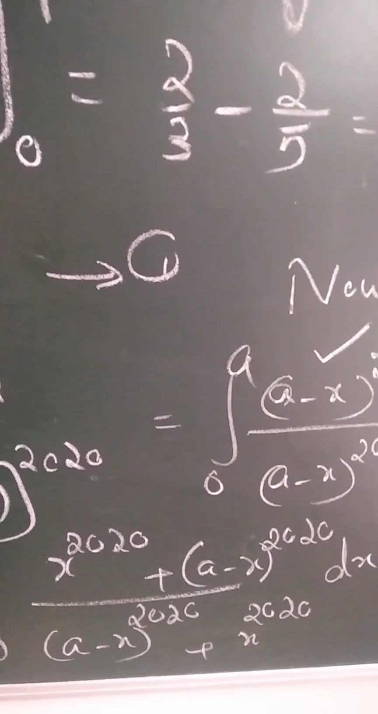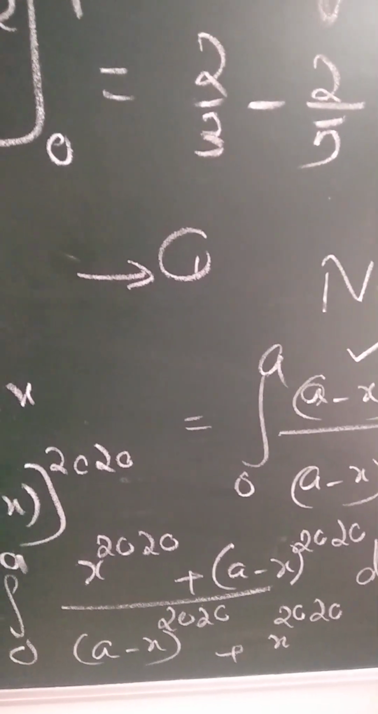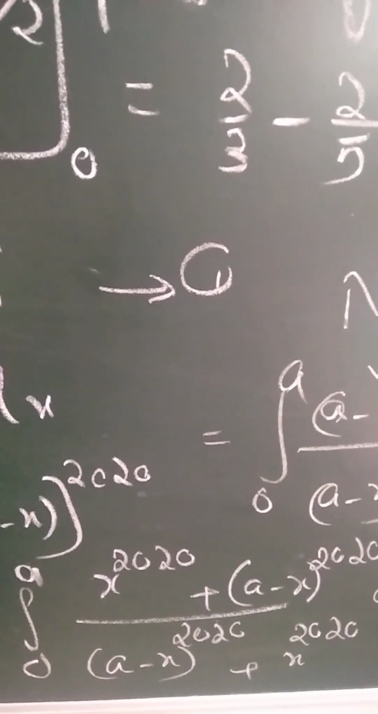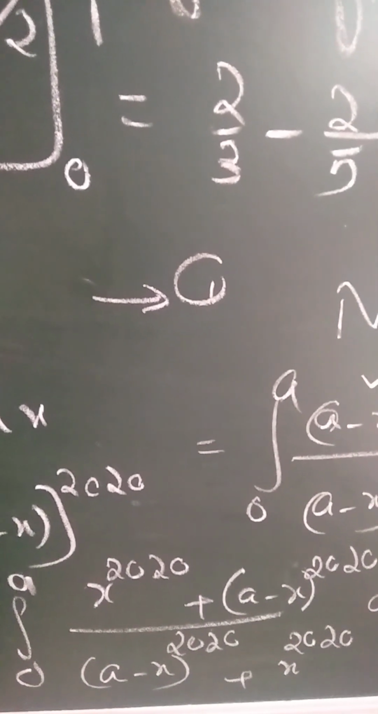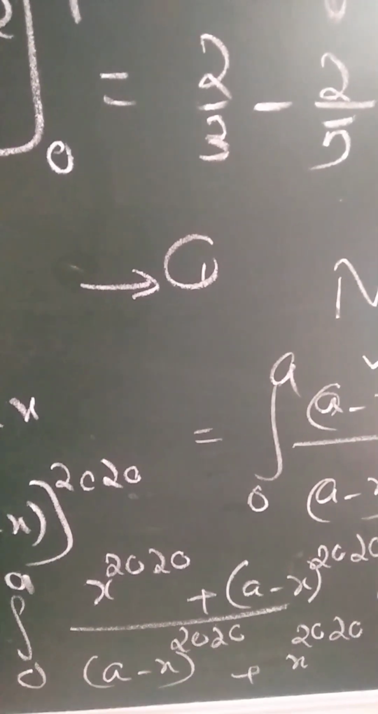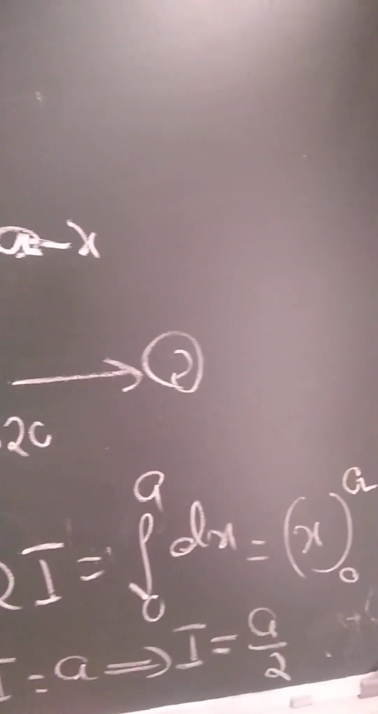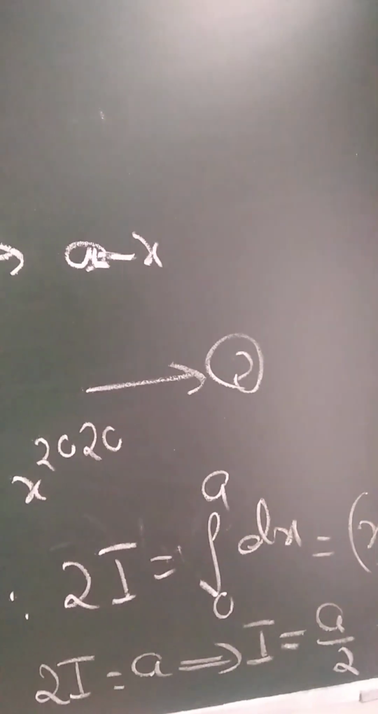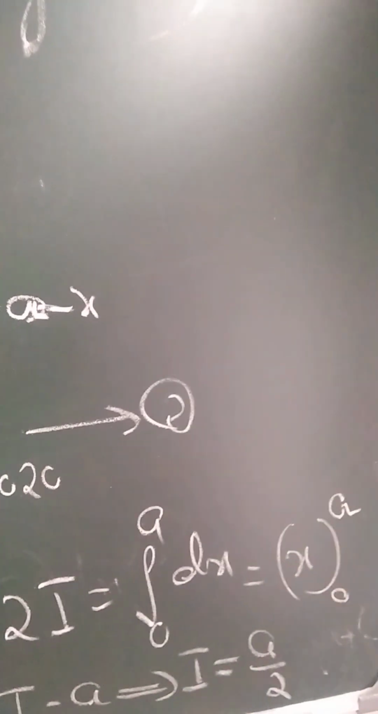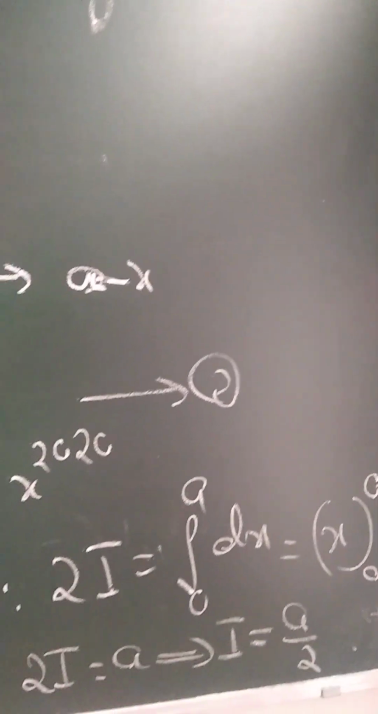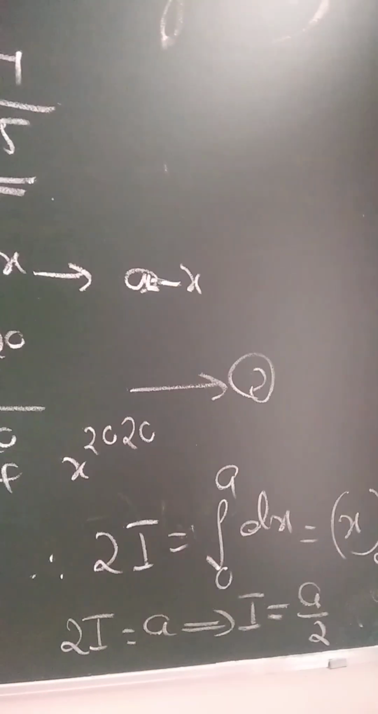If you observe, both numerator and denominator are the same, therefore they cancel, and the integral from 0 to a of dx remains. Therefore, now 2I is equal to the integral from 0 to a of dx. That is a only. Therefore, I is equal to a by 2.